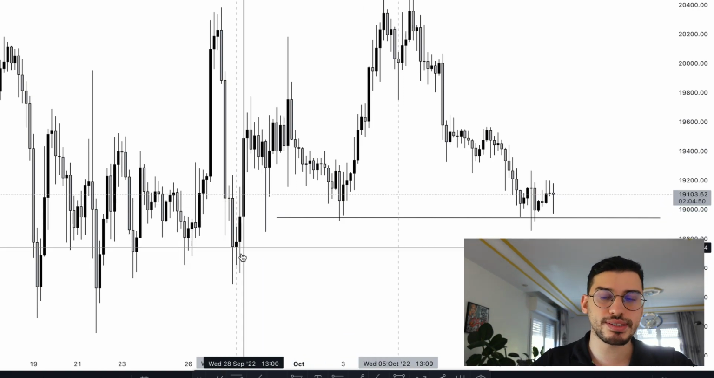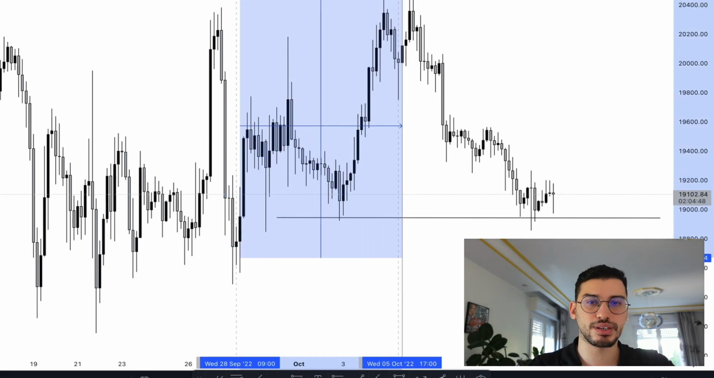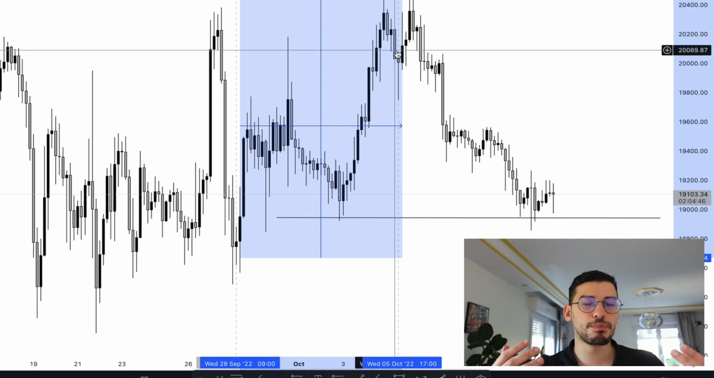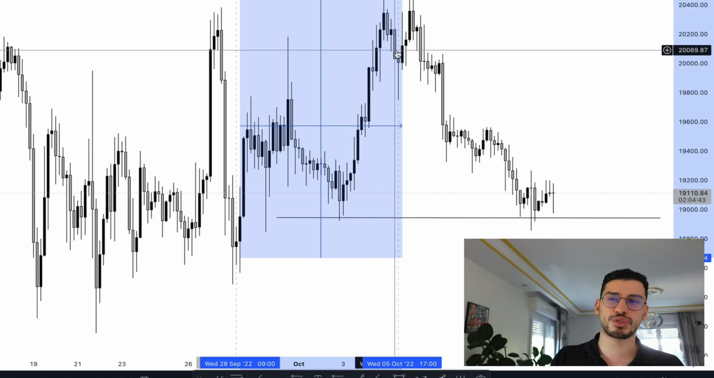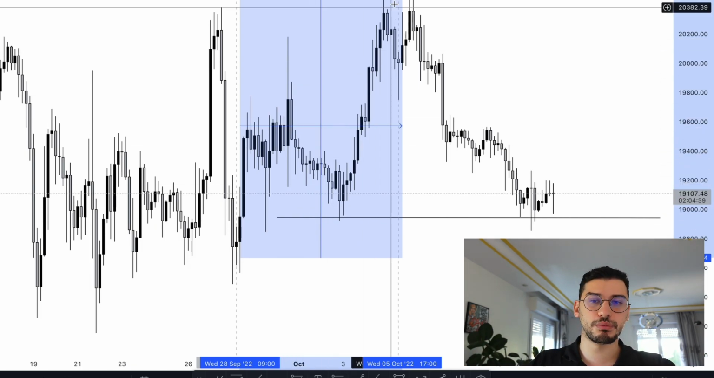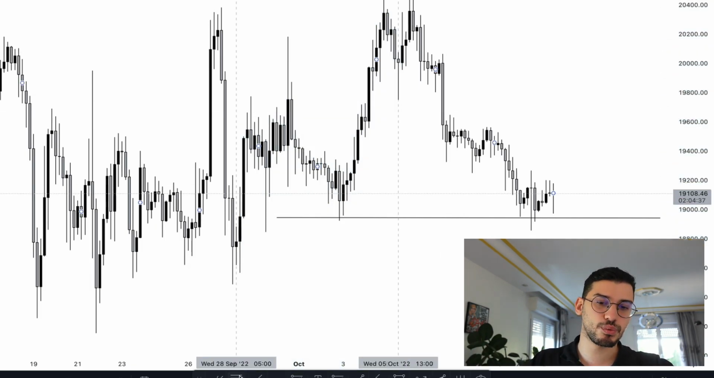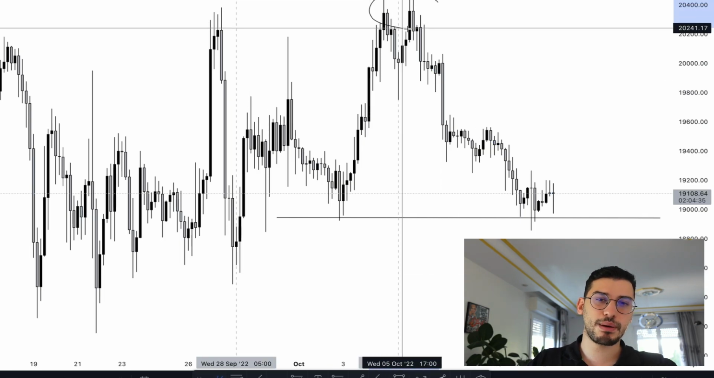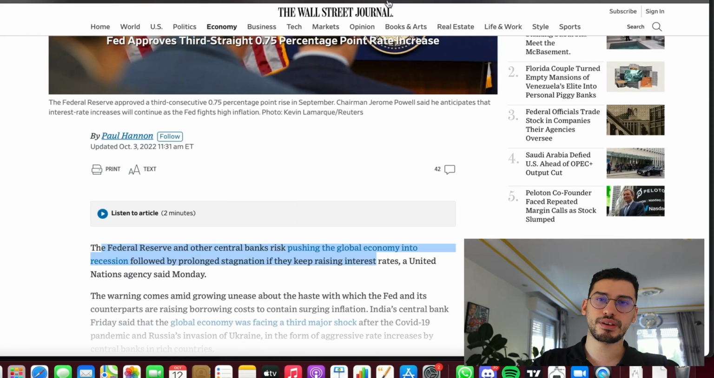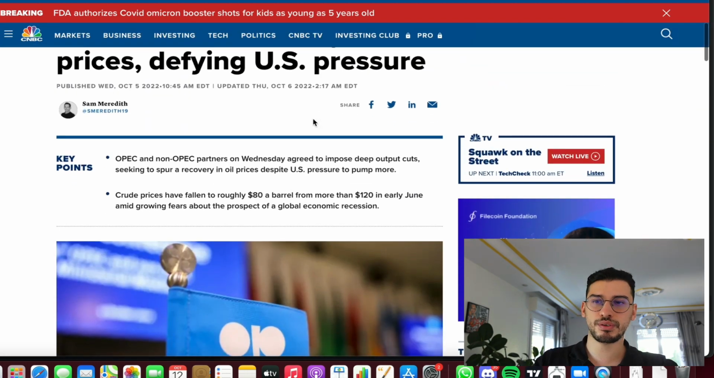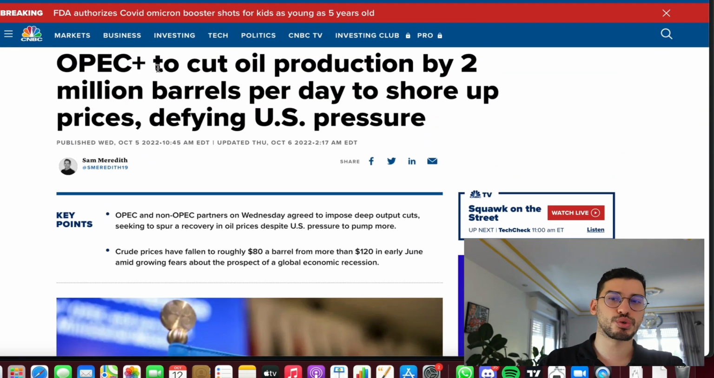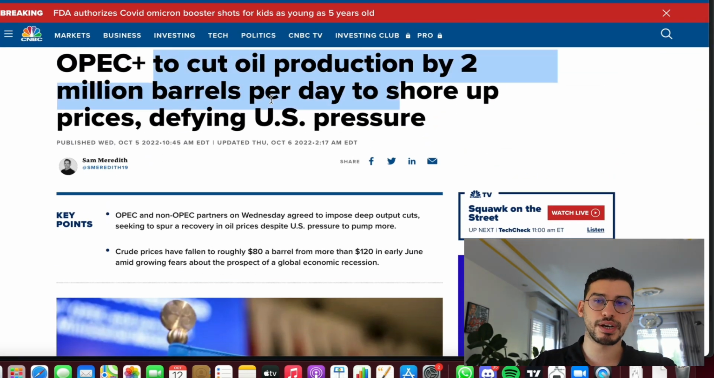So what happened is that we got this small pump right here on Bitcoin, because we got this hope maybe they'll decrease interest rates, which will push all the opposite pairs up. So we got this push in Bitcoin right here. However, guys, what happened here? What happened here is that OPEC got together right there, and they decided to cut oil production by 2 million barrels per day to shore up prices.